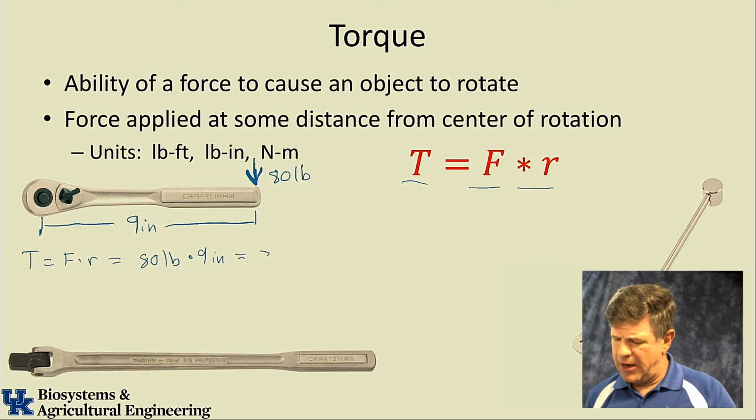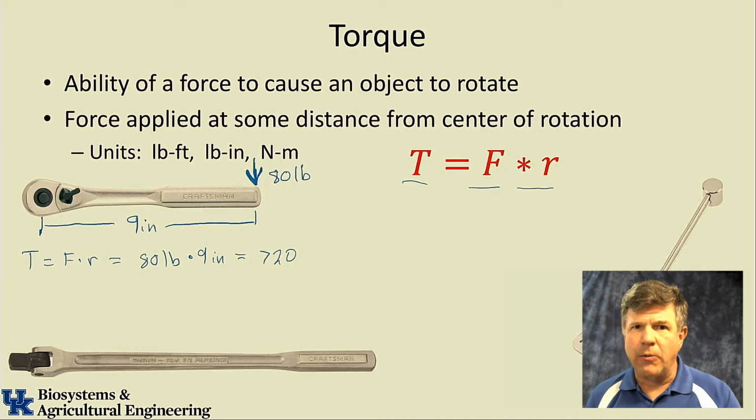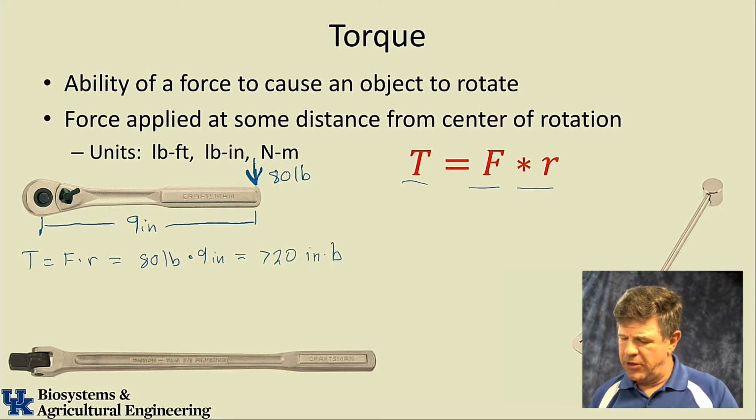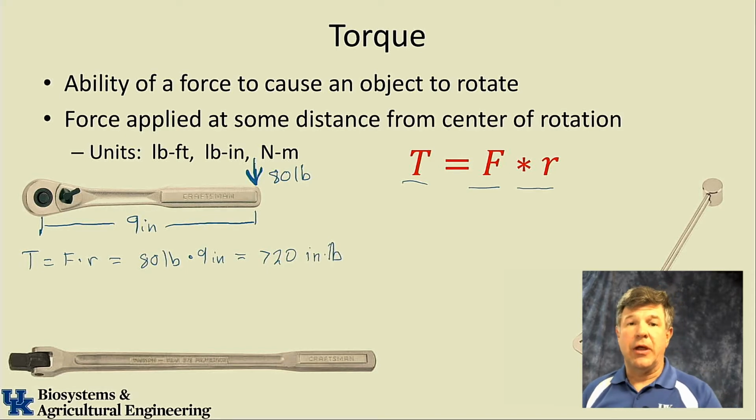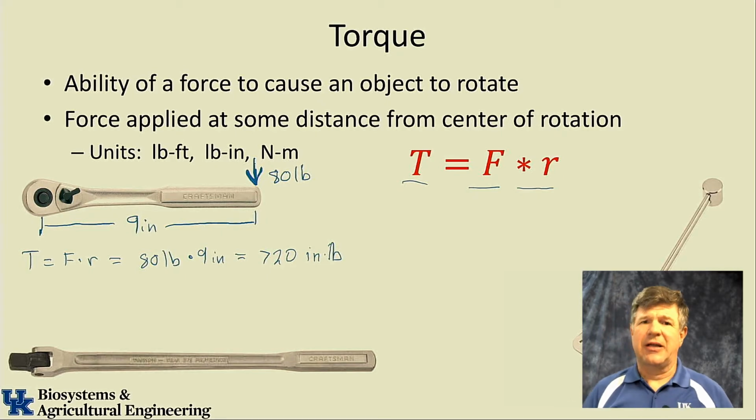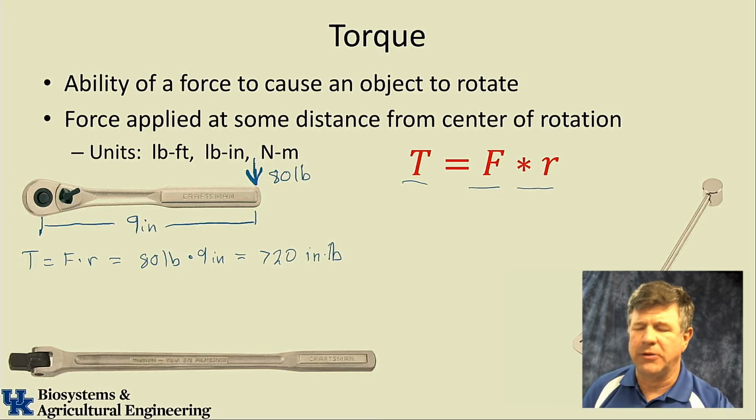I put that in a calculator, or know that 8 times 9 is 72. And that tells me that I have 720 what? What units is that? I have pounds and inches. So it's pound inches or inch pounds. 720 inch pounds. That's the torque that I can put on there. Well, now let's say that I don't want inch pounds, I want foot pounds. I want to be thinking about this in foot pounds. So how many foot pounds is that?